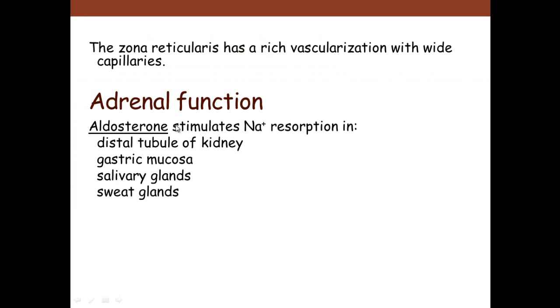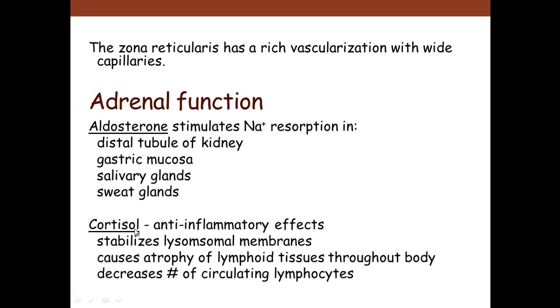For adrenal function, you've got aldosterone produced from the adrenal that stimulates sodium reabsorption in different places. That is, one, in the distal tubule of the kidney, also in the gastric mucosa in the gut, in the salivary glands, and in the sweat glands. So where these interact with salt, aldosterone can stimulate sodium reabsorption to occur.